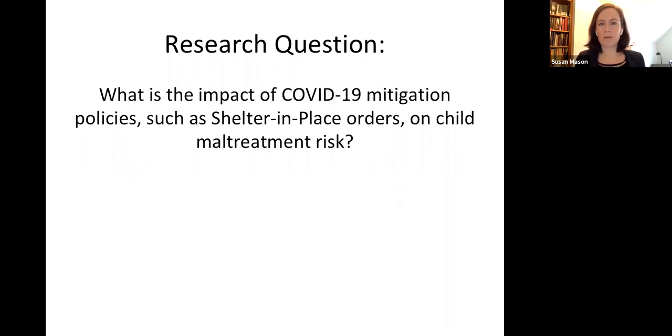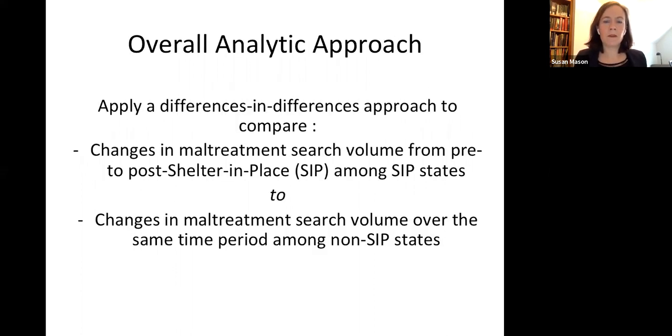research question so we can reframe how we approached this. So our question again was, what is the impact of COVID-19 mitigation policies? And in particular, we wanted to look at shelter-in-place orders on child maltreatment risk. And the overall analytic approach that we took was we wanted to apply a differences approach to compare the changes in maltreatment search volume from pre to post shelter in place, and I'm going to refer to this as SIP, among SIP states, those states that actually imposed SIP. And we compared that to changes in maltreatment over the same time period among states that did not impose SIP over that time.